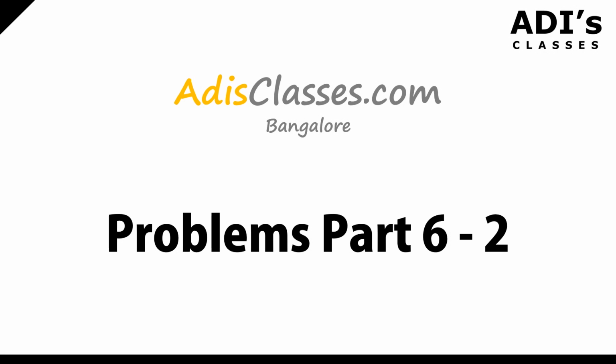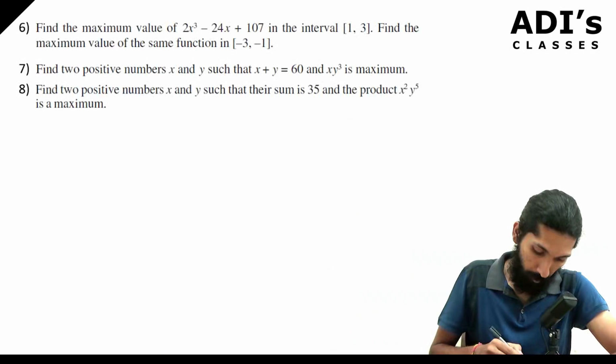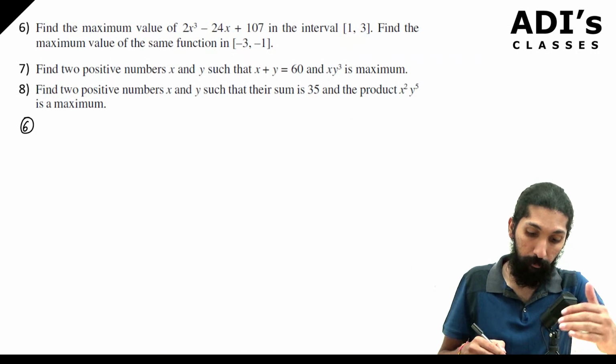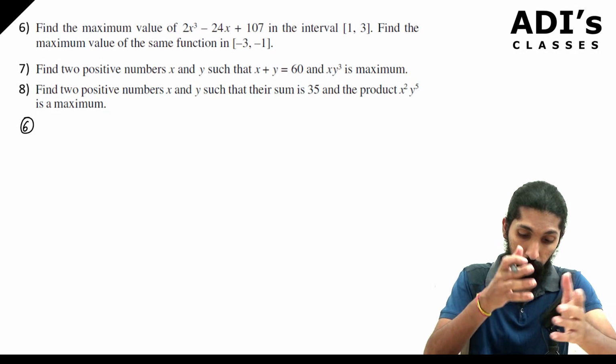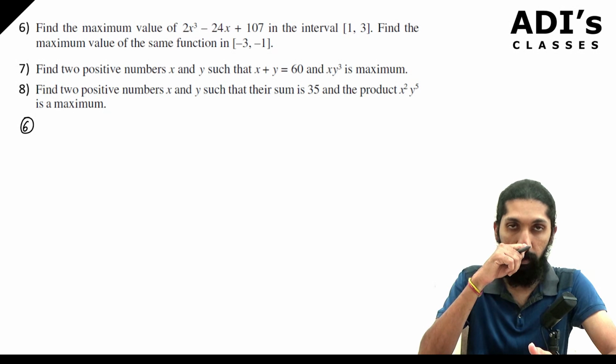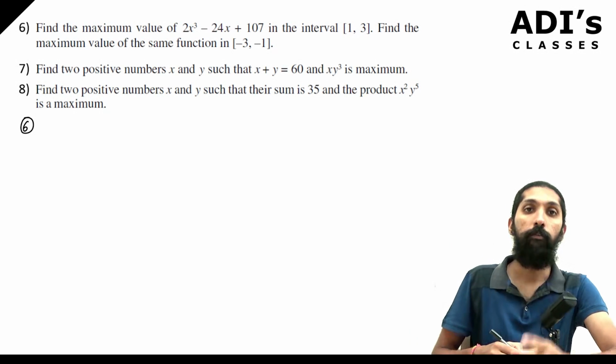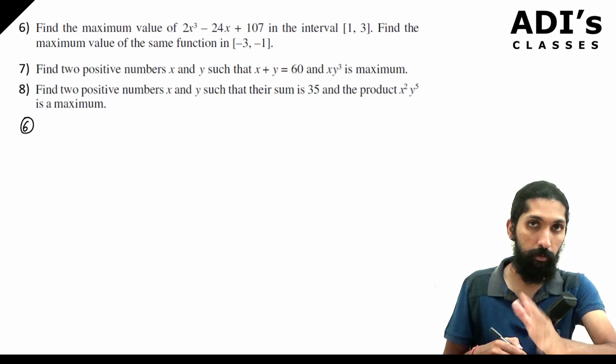This is the continuation of whatever we stopped at in the last video. Alright, look at the sixth one. We have to find the maximum value of this function in the interval 1 comma 3 and in the interval -3 comma -1. Right? Now, first is what? Differentiate, get the points of inflection.